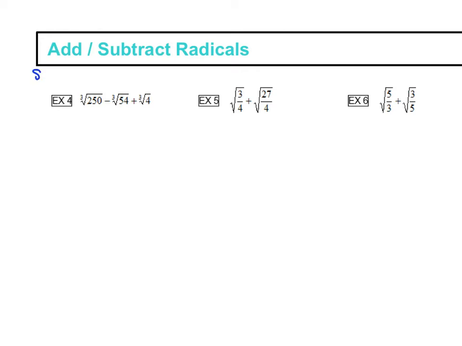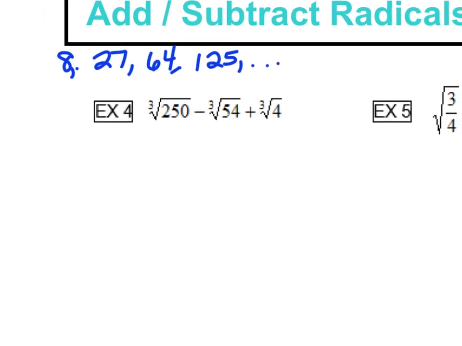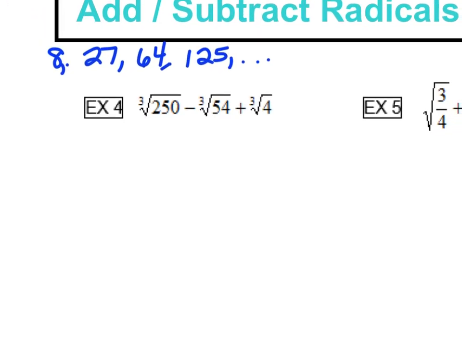2 cubed is 8, 3 cubed is 27, 4 cubed is 64, 5 cubed is 125, and the list goes on. We can add to that if we need to. So we're going to try to break these down. So we have the cube root of 250, and the reason we're breaking those down is because these are not like terms right now. Let me go ahead and make this a little bigger. So we can't do the addition or subtraction.